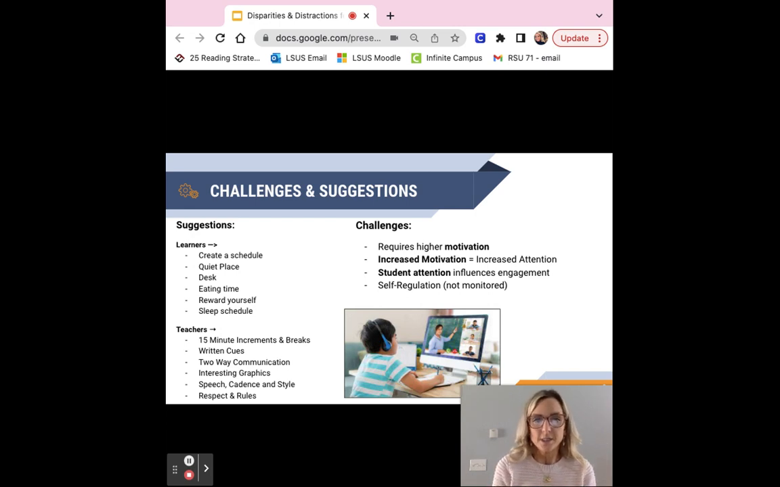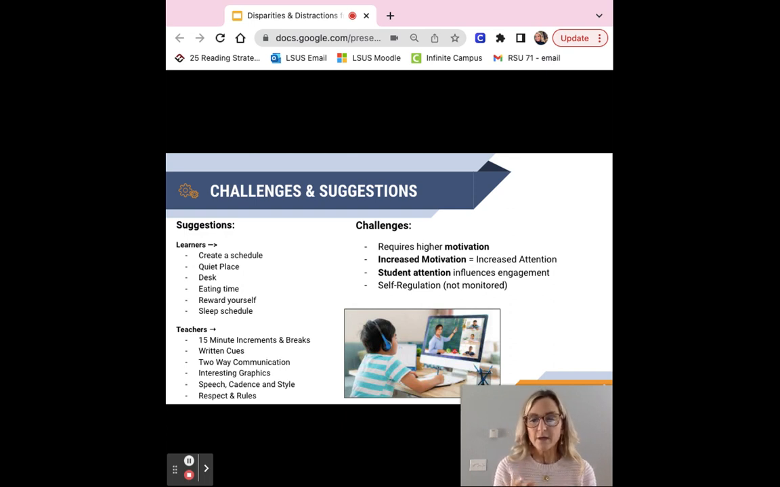Written cues. Lectures that contain written cues rather than just spoken ones increase retention rates. Two-way communication. Encouraging a collaboration between the students and each other or yourself. Interesting graphics, making that catch the reader's attention. Speech and cadence and style. So, sounding more emotional, more interesting, increases attention and motivation.